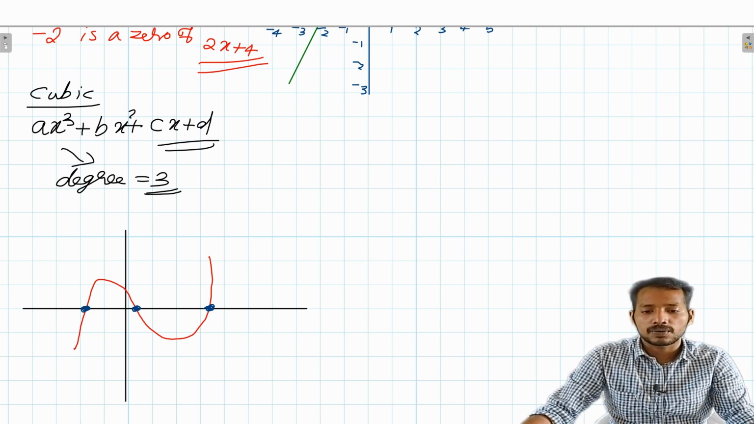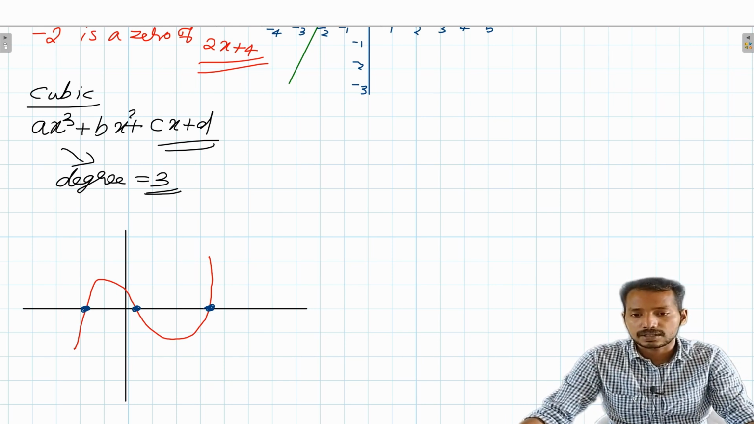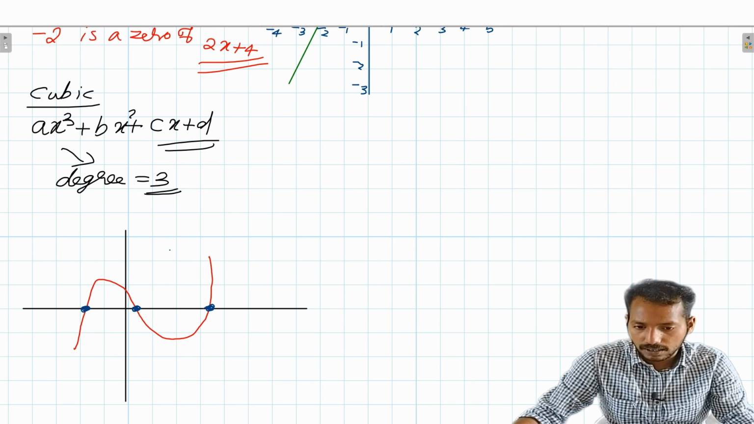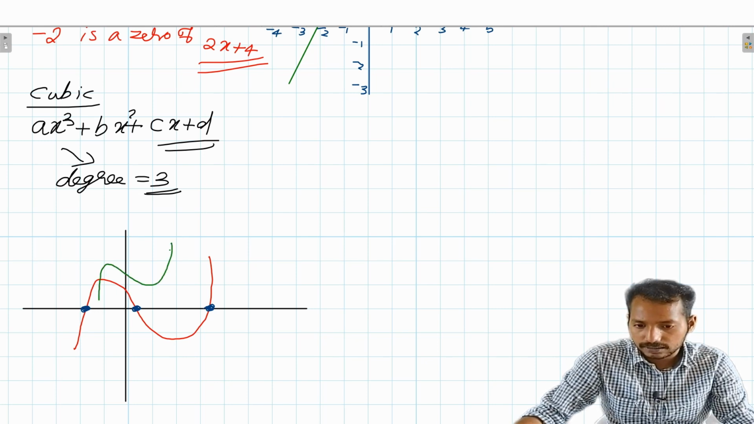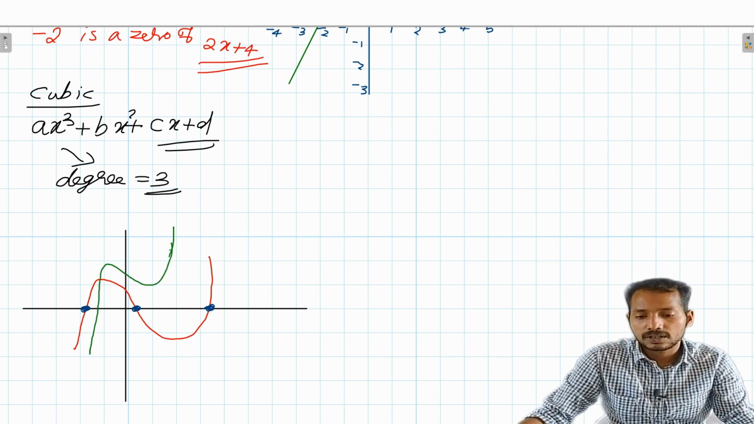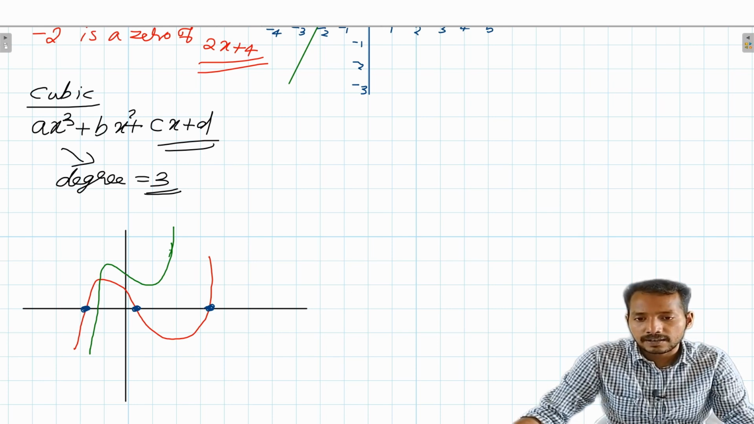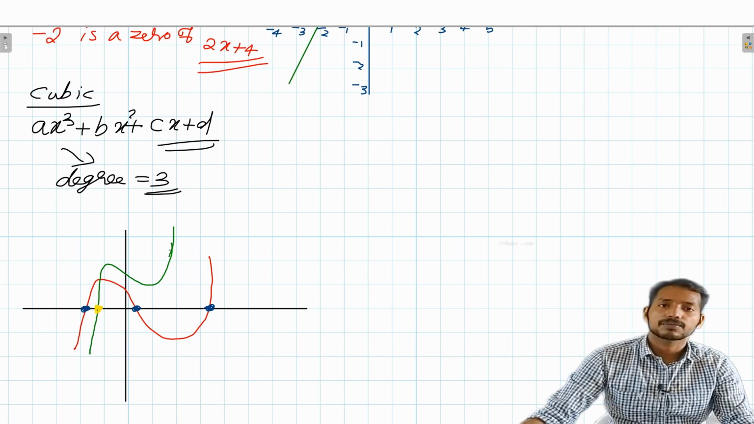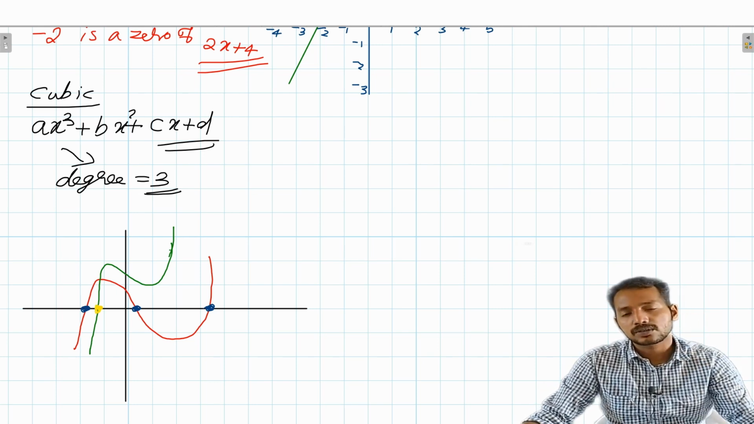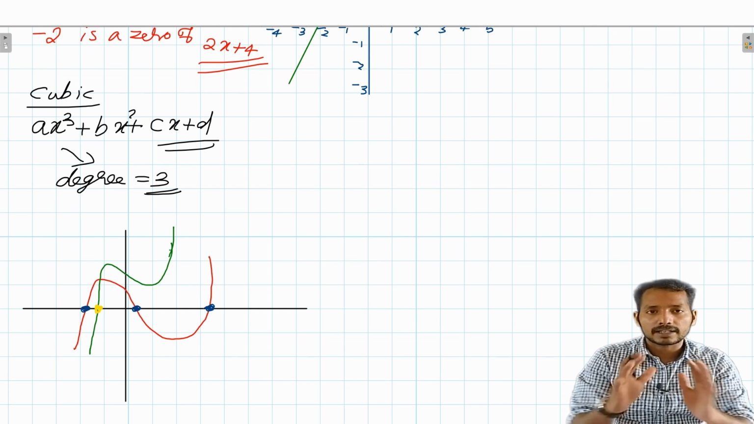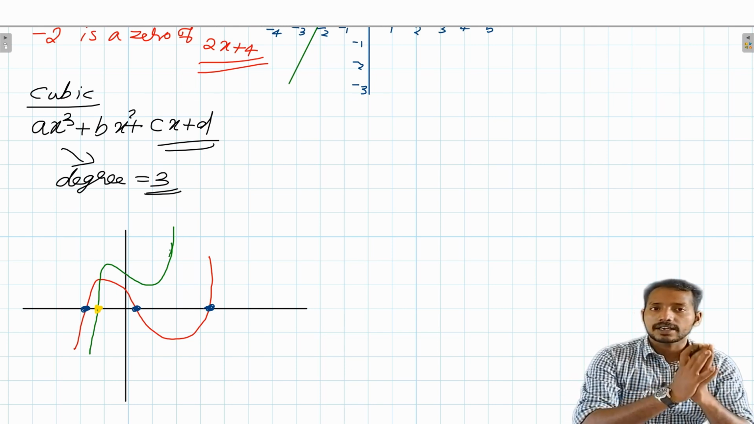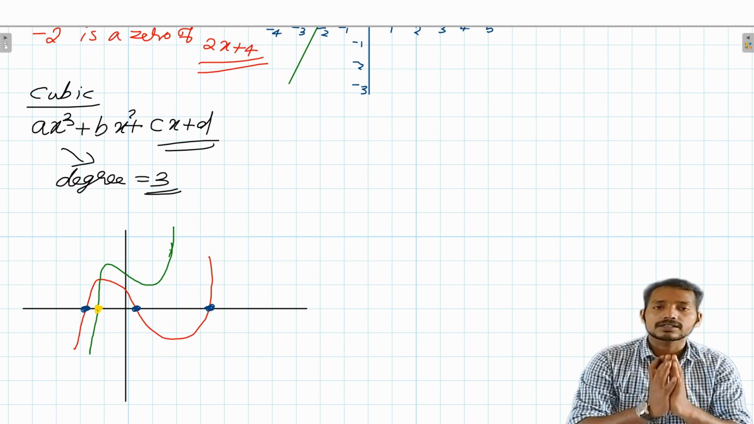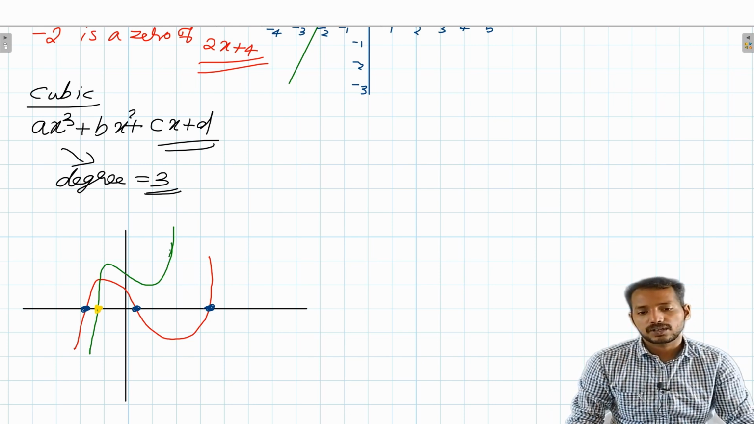But not necessarily always. Let's take another possibility. I am going to draw another polynomial like this. See here, in this second graph, the green line, you can see it intersects at only 1 point. That means it has only 1 zero. So that's why I am saying that the maximum number of zeros possible in the case of a polynomial of degree n is n zeros. Clear? That is very important.